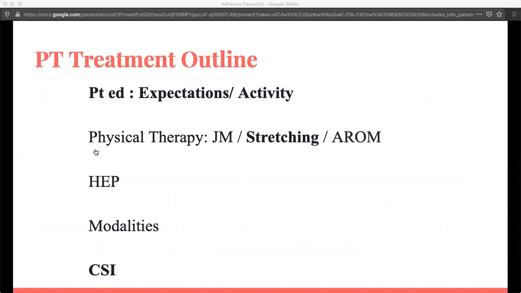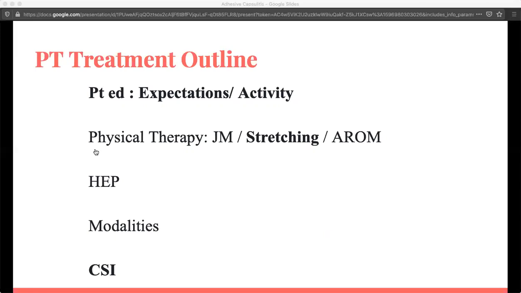All right. So the outline of physical therapy treatments. First and foremost, patient education. Set expectations, talk about what activities they can or cannot do, and how to know how much they can do. As far as exercises are concerned, stretching exercises have the highest evidence, and research suggests that they help more than AROM exercises or joint mobilization. So manual is well and good, but stretching does the trick.